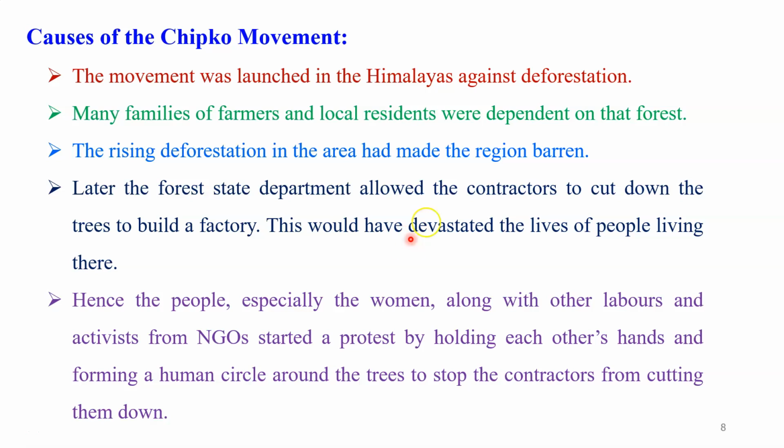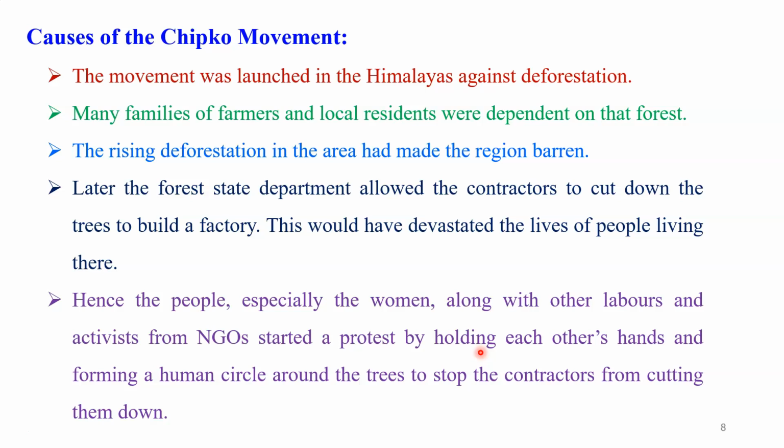Hence, the people, especially the women, along with other laborers and activists from NGOs, the non-government organizations, started a protest by holding each other's hands and forming a human circle around the trees to hug them and stop the contractor from cutting them down. So this is a very important feature of this movement. I repeat again, the people did not agree and wanted to reject this decision.